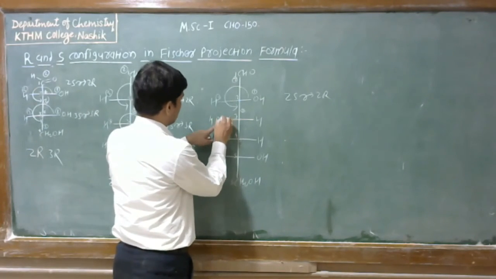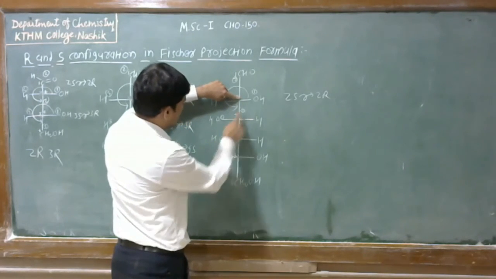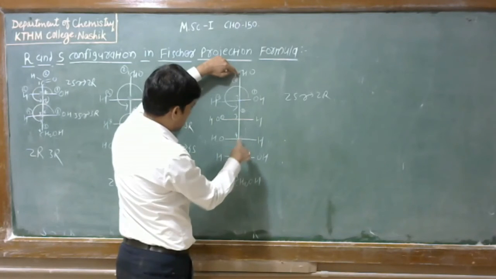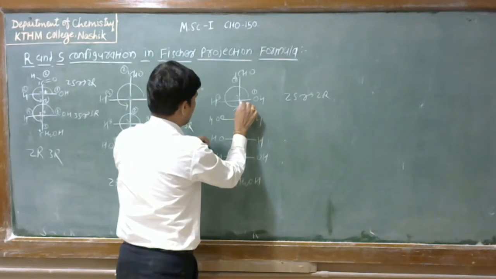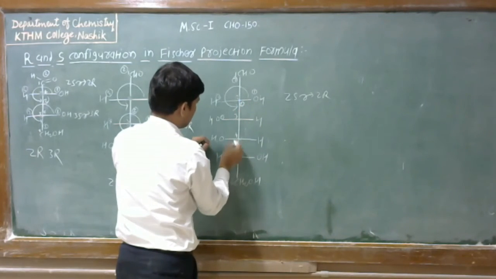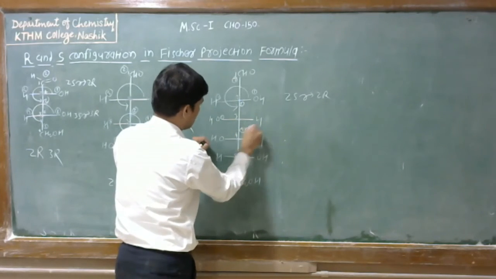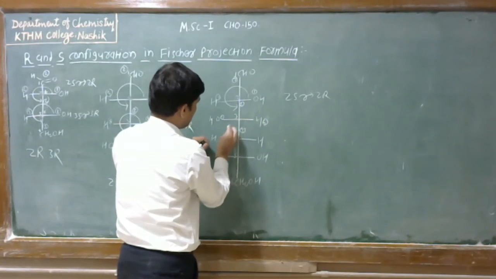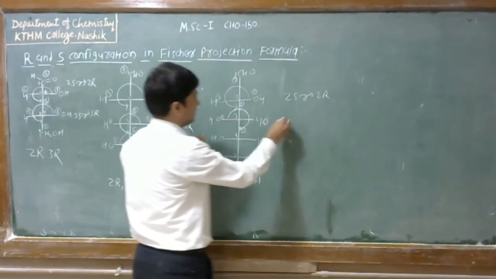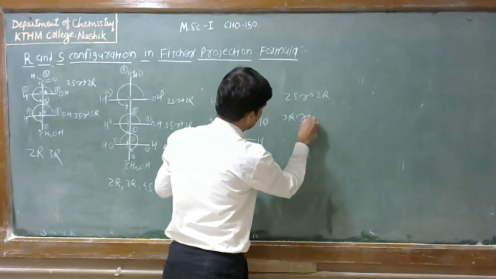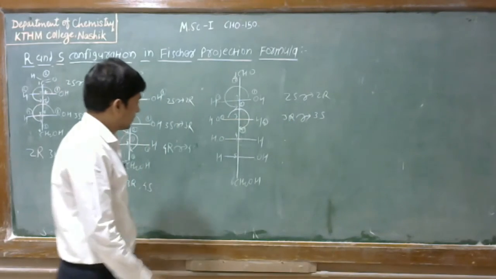So about the third chiral carbon atom, this has first priority. Now these are the carbon atoms attached to the hydroxyl group. This is carbon double bond oxygen, this is carbon single bond oxygen. Therefore this has second priority. This group has third priority, hydrogen has fourth priority. So we move from 1 to 2 and 2 to 3 via the fourth priority. So this is 3R, but it changes to 3S.